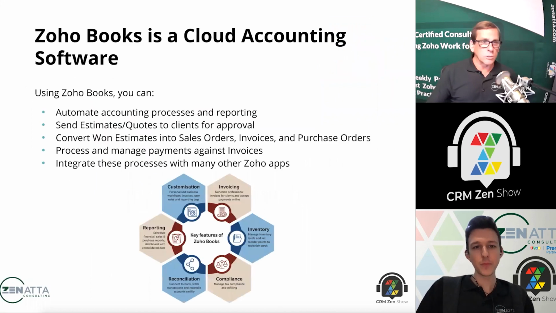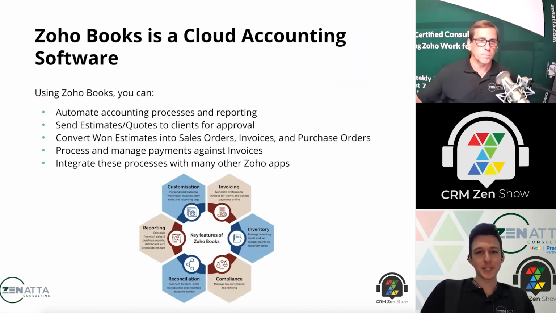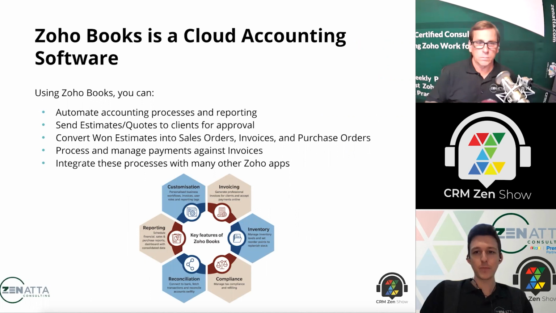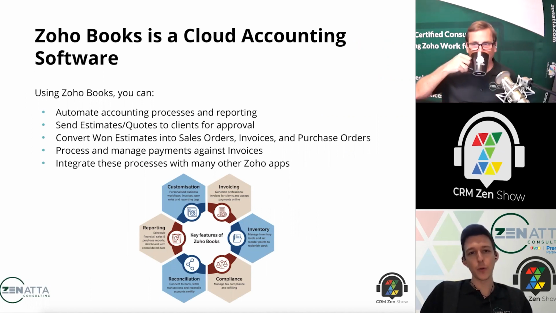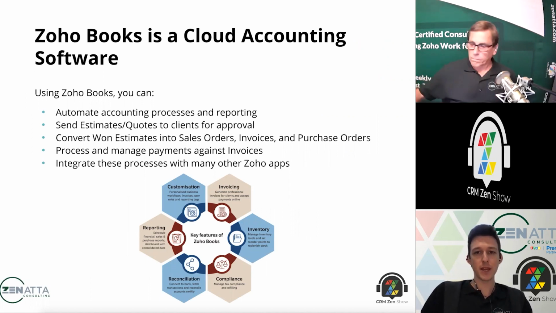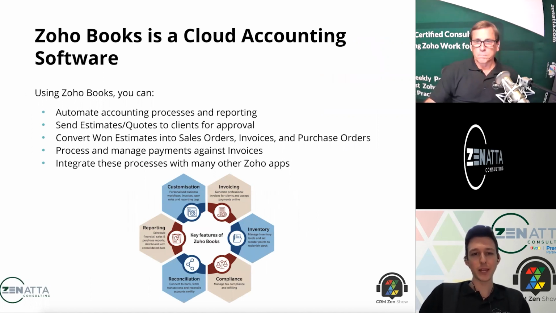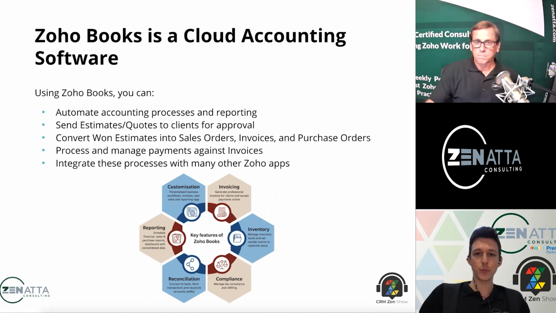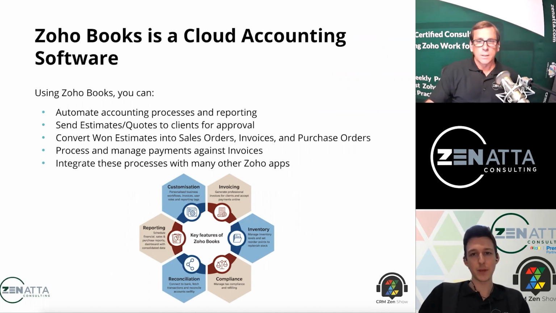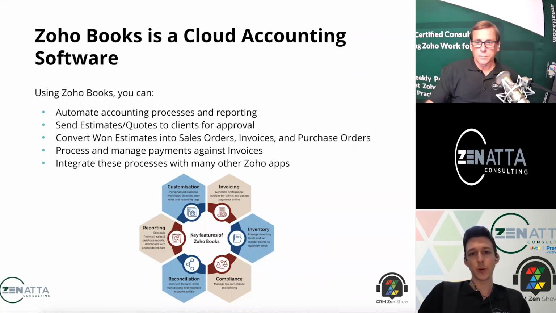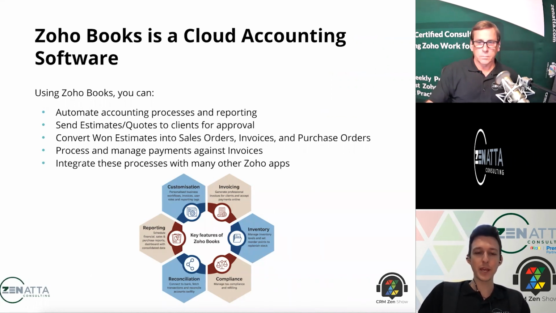What is Zoho Books? Zoho Books is a cloud accounting software. If you're familiar with Xero or QuickBooks, it's in that same vein of products. In essence, it'll allow you to automate accounting processes and accounting-based reporting, right? So your P&L statements, balance sheets, all those types of key reports, as well as some more specific ones like your quick ratio, and being able to just report on any of those accounting metrics.